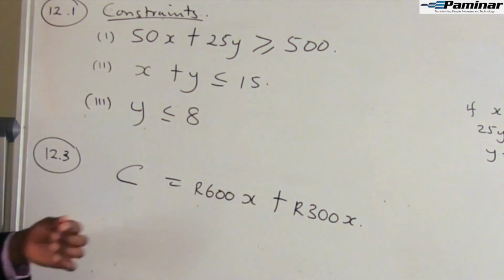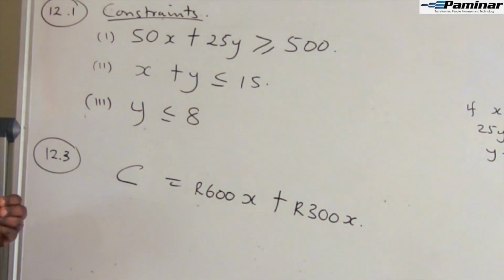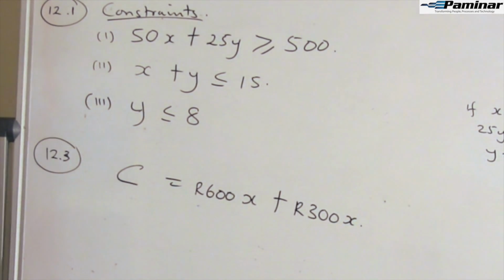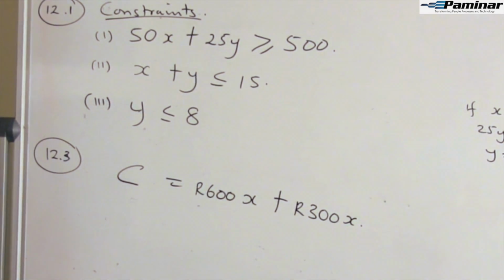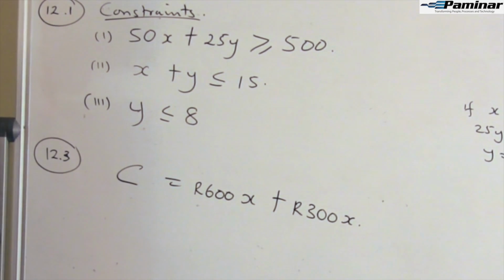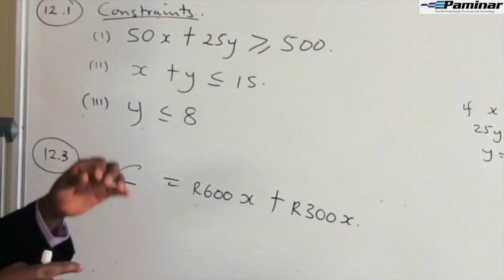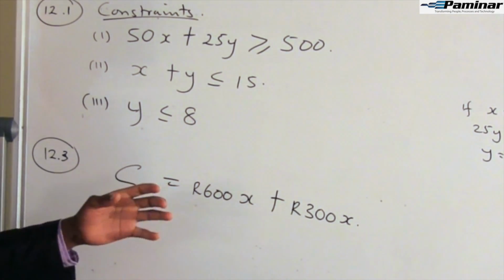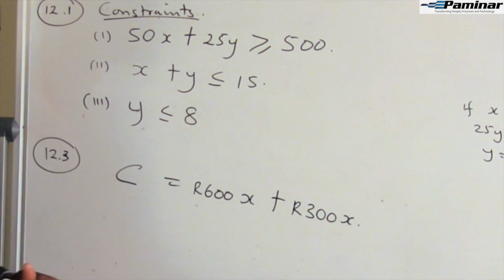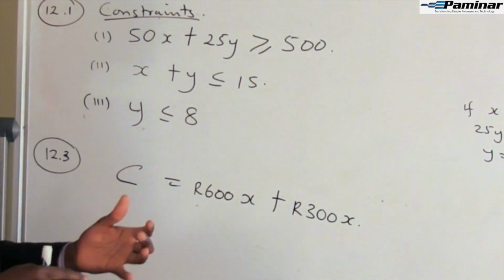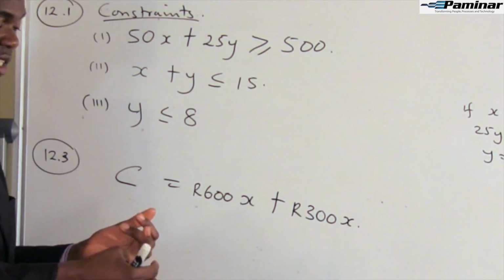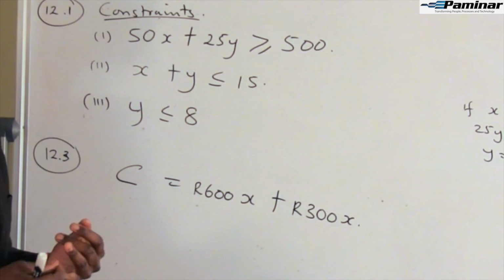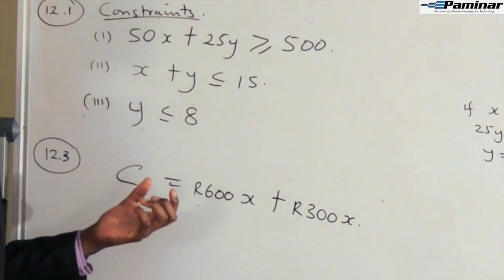Excuse me, sir. Yes. Why do we have two values whereas we are only calculating for one bus? We need the value for one bus, isn't it? Okay, now listen here. We are not told how many they have to hire. They're just saying the total cost of hiring the buses. Now we are going to hire red buses and blue buses. How many? We don't know. That's what we want to ascertain.